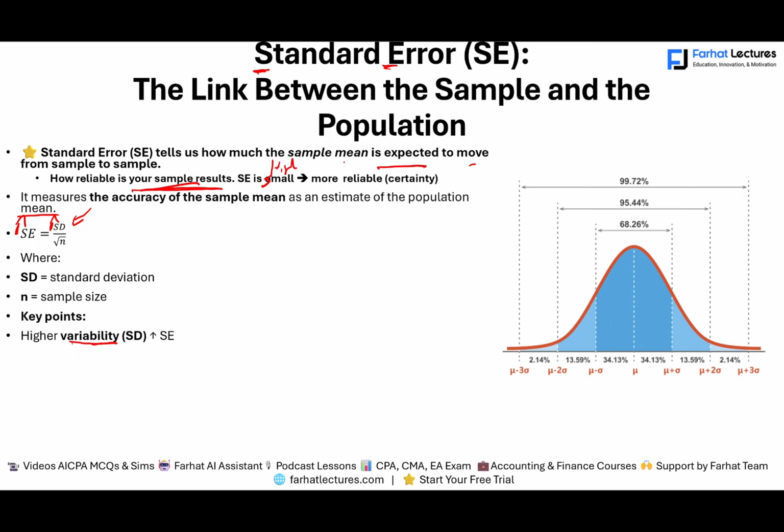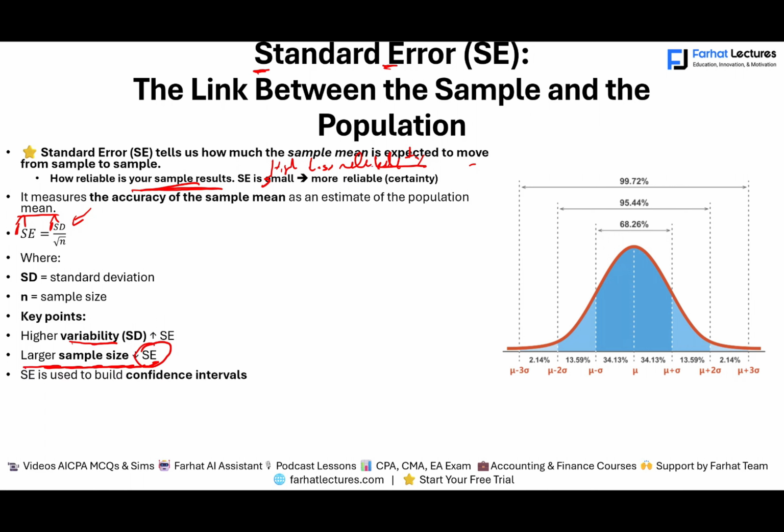If SE is high, it means we have less reliability. We are less reliable, less certain. If we have a larger sample, the more we can sample, the lower the SE is, because we're looking at more data.